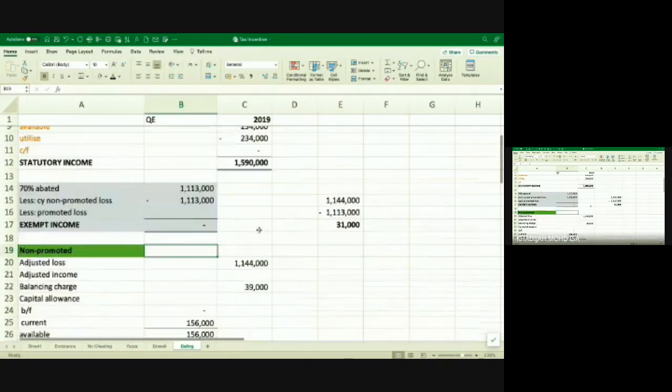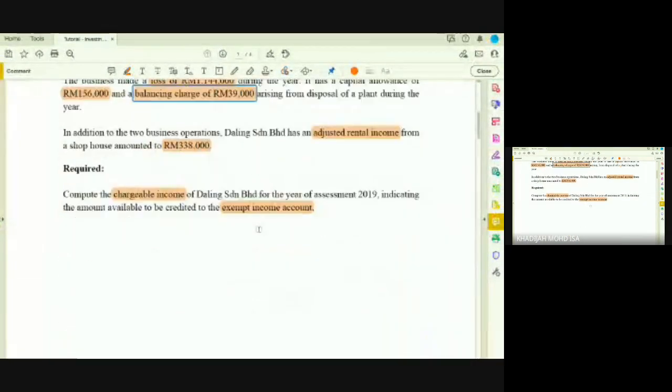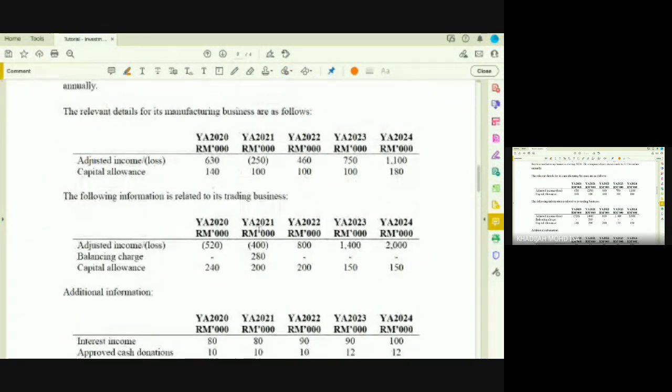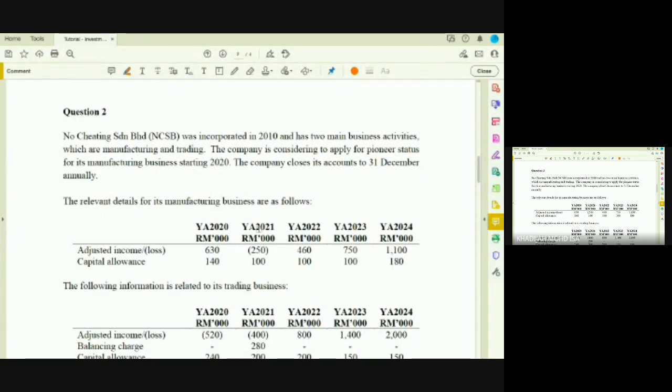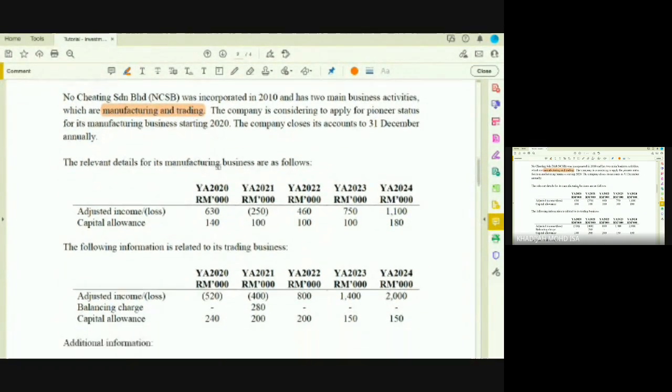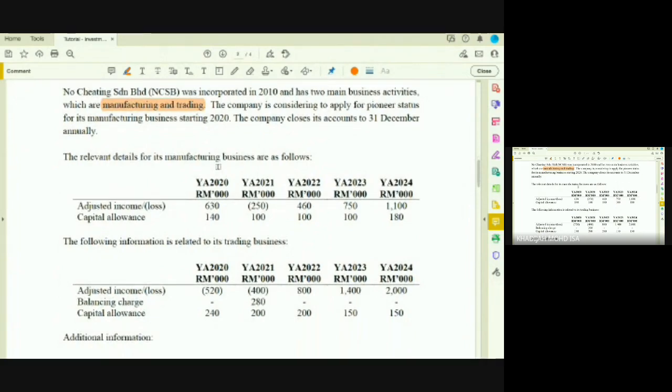Okay, if not, let's go into question number 2. Now you see there are 5 years of assessment here, YA 2020 to YA 2024. No Cheating Sdn Bhd was incorporated in 2010 and has 2 business activities, manufacturing and trading. The company is considering to apply for pioneer status for manufacturing business starting 2020. The company closes account on 31st December, and these are the information.